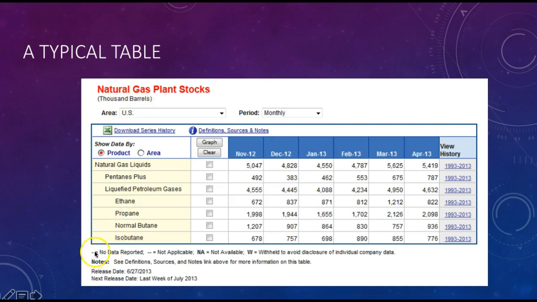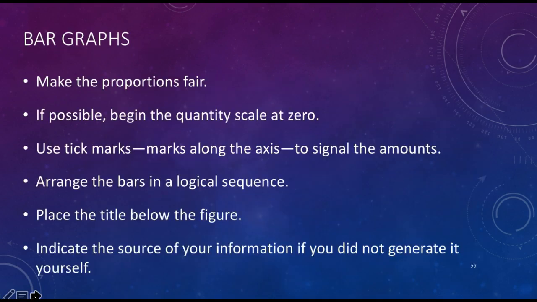Here I've got a little graphic that gives me kind of a key, NA, not available, W, withheld, and then I've got notes, C definitions. I've got the release date, when this information was made, and when the next information is going to be made. So I've got a lot of information here in this table, and it's provided in a way that's easy to read and easy to calculate and find information.